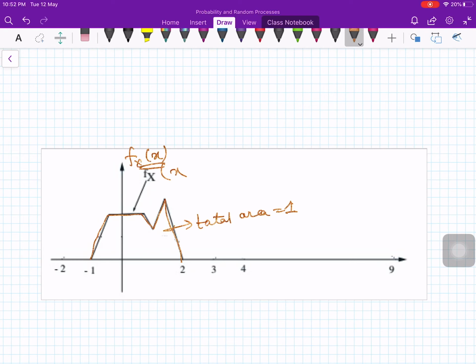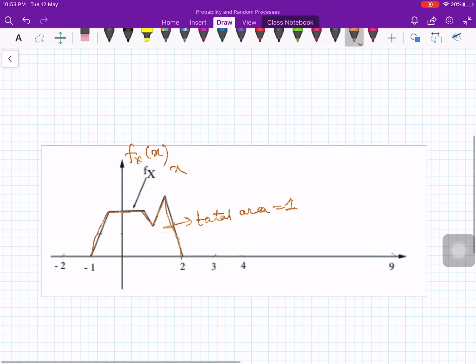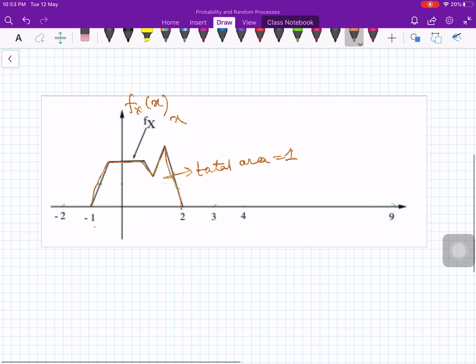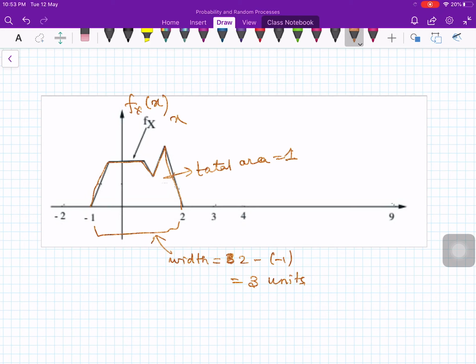This is the given random variable's distribution fx of x, and x ranges from -1 to 2. So the total width is 2 minus -1, so 3 units. This is the width of the original probability density function fx of x. Let us do things one step at a time.